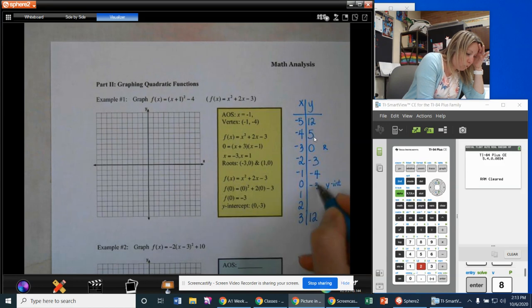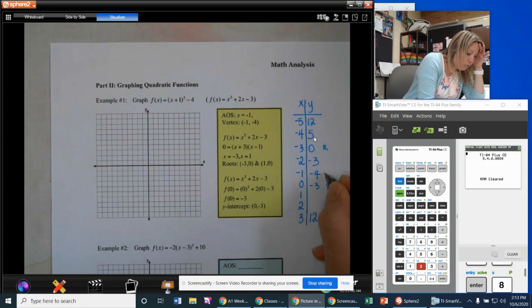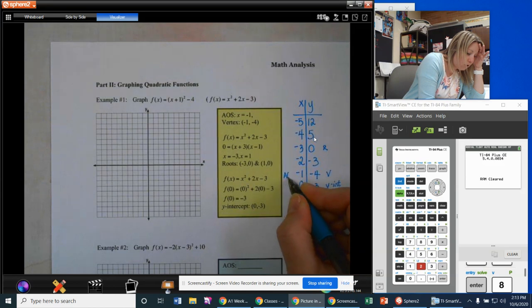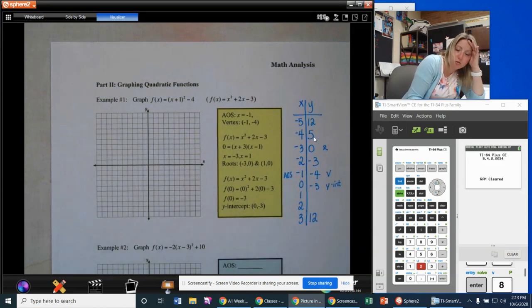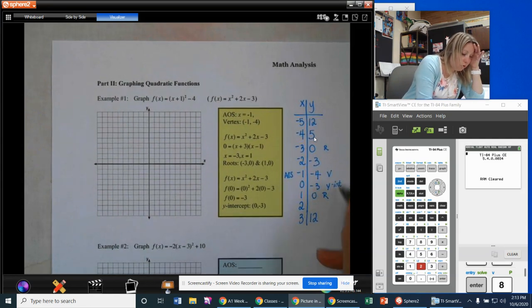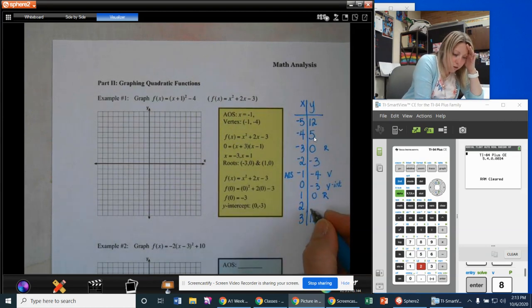But I notice with my y's, this must have been the vertex, right? Which is also, the x value of it is the axis of symmetry. So that's that middle. And then here, 0. Okay, that's my other root. So see those values that we had over here? That's where they all are. And then, of course, (2, 5).